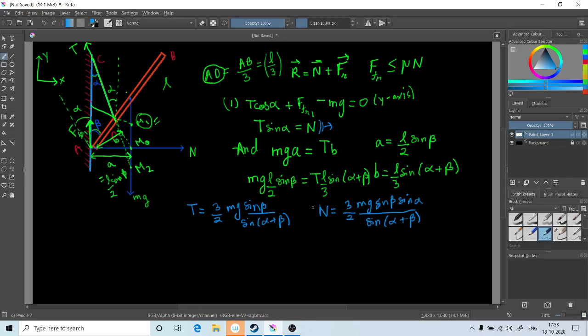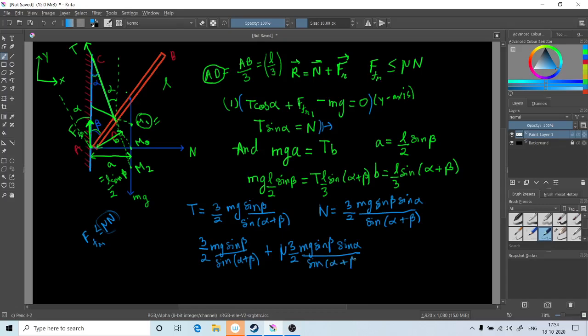So now putting these two equations in our first equation, we get 3 by 2 mg sine beta by sine (alpha plus beta) plus, we know that FR1 is equal to mu N, so we can put mu N in place of FR1. So there you go: 3 by 2 mg sine beta sine alpha by sine (alpha plus beta) minus mg.